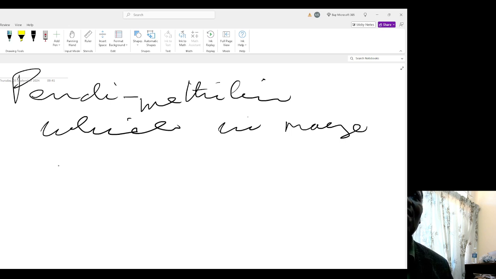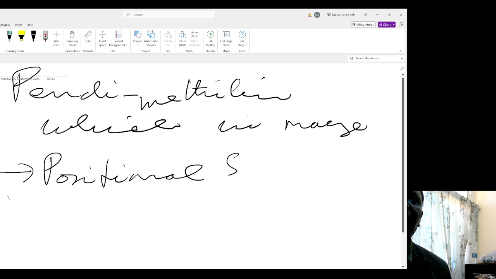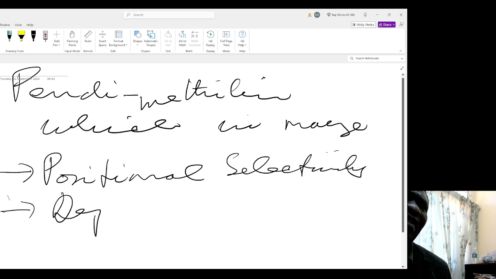It can also protect the maize, just like metribuzin, and we call this selectivity positional, or depth protection.